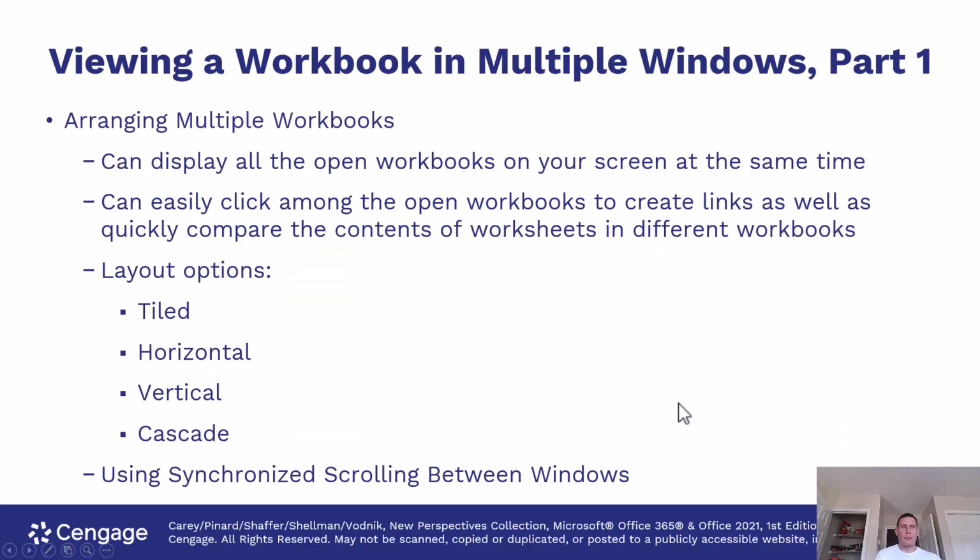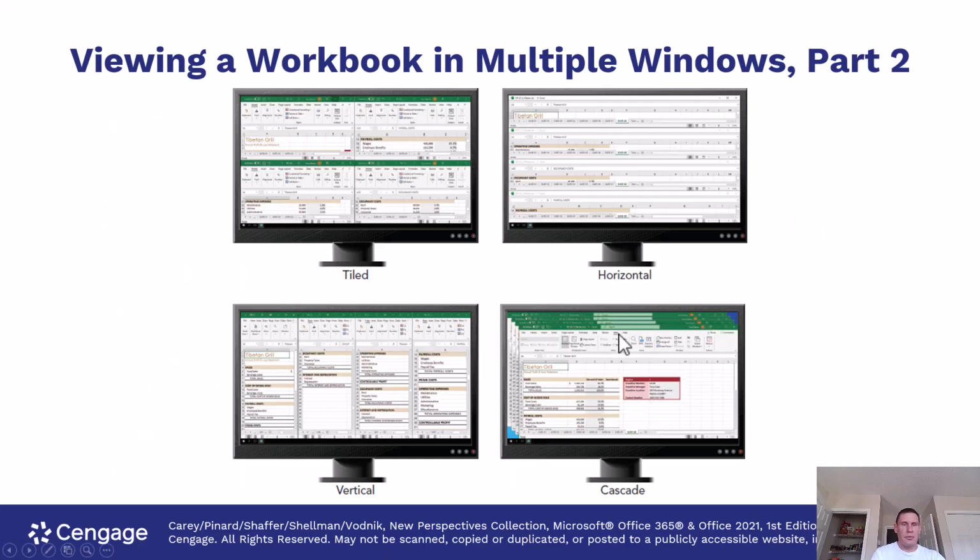All right, so arranging multiple workbooks. We can display all the open workbooks on your screen at the same time if you want. You can easily click amongst the open workbooks to create links as well as quickly compare the contents of worksheets in different workbooks. The layout options we have in Excel are tiled, horizontal, vertical, and what we call cascade. And you'll see an example of these in a second. We can also use synchronized scrolling between the windows.